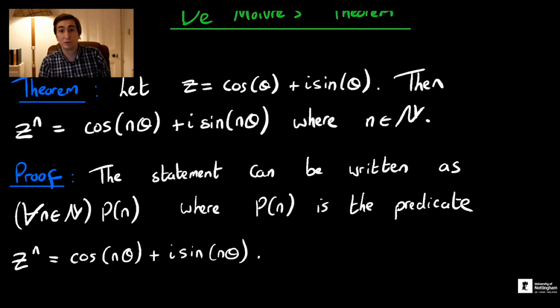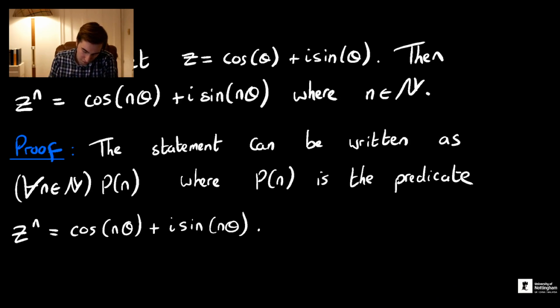Now, if I'm wanting to prove this by a weak proof by induction, the first thing that I need to do is show a base case. And the base case is I need to show that P of S is true, where S is the least element of our domain of discourse. Our domain of discourse here is the natural numbers, so the least element is 1. So I need to simply show that P of 1 is true. So is P of 1 true?